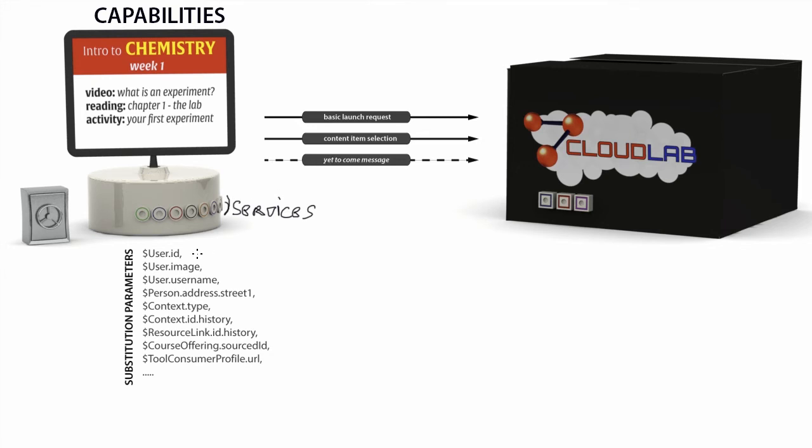And also, we've mentioned the idea of substitution parameters. So you would want to use substitution parameters as part of your launch parameters, but which ones can you use? Can you use context type? Can you use user ID? What a tool provider would like to know is some kind of definition of what the capabilities of a tool consumer are, to know what it can rely on. And this is what has been introduced with the tool consumer profile.